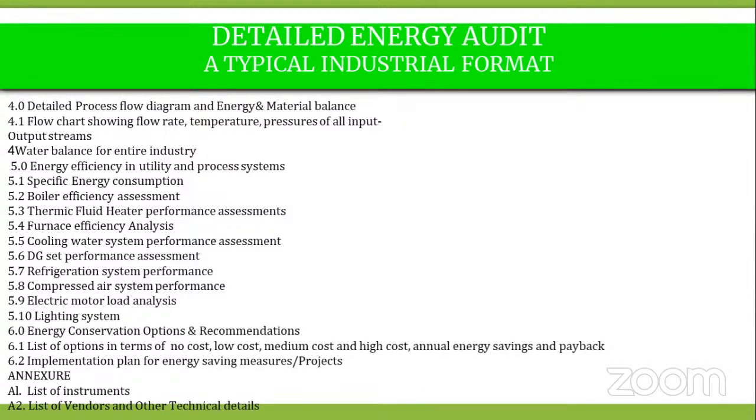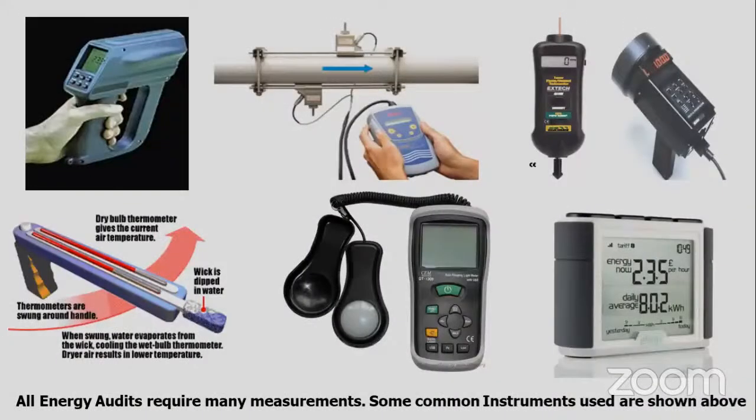Lighting system, energy conservation options and recommendations. List of options in terms of no cost, low cost, medium cost and high cost. Annual energy savings and payback. Implementation plan for energy saving measures and projects. Annexure is a list of instruments, list of vendors, and other technical details that can be enlisted. We also have all sorts of enlistments to be done.